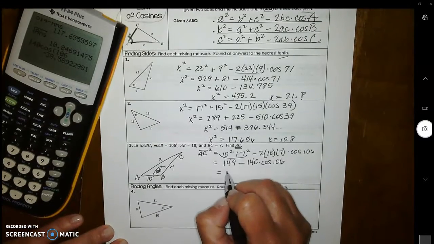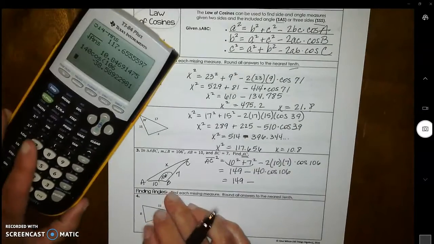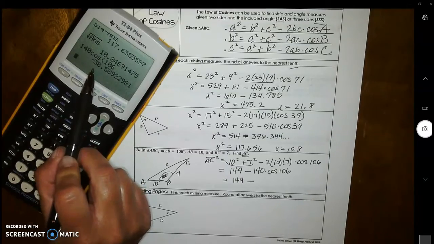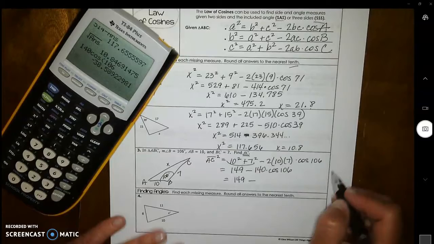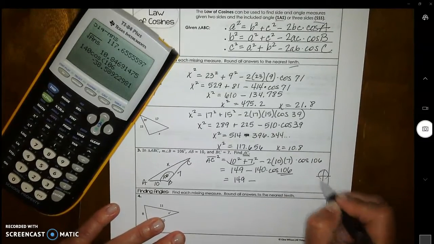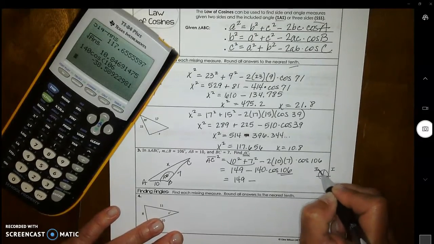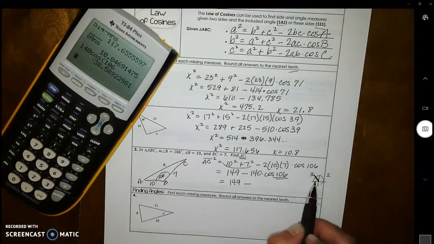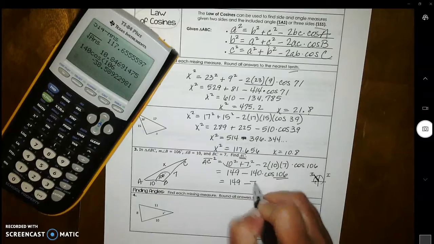And whoa, check this out. Something a little weird ended up happening. When I did 140 times the cosine of 106, I got a negative number. So before I write this down, I want to see if that makes sense. Where is 106 degrees on the unit circle? Well, 106 is past 90. It's in quadrant number 2, and the x value over there is negative. So this does make sense, and this is correct.